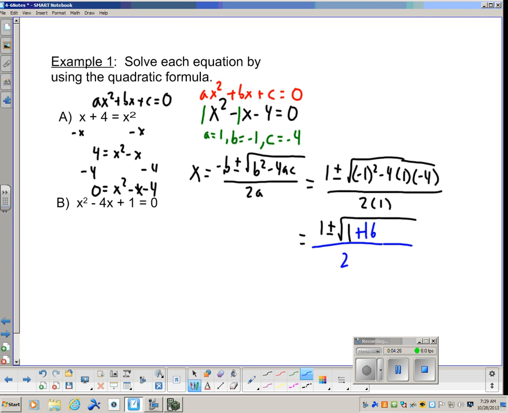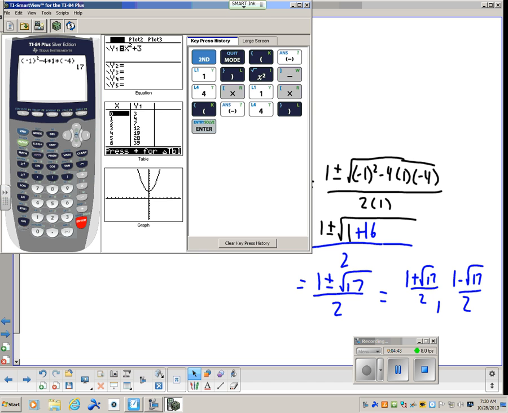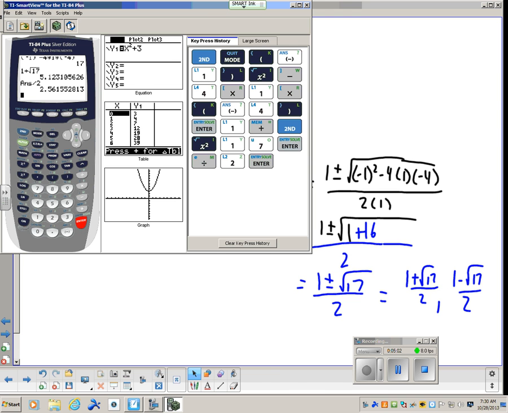So inside here, this is 1 plus or minus the square root of 17 all over 2. So if you want your decimals, you could pull that apart and you could go 1 plus the square root of 17 divided by 2 and 1 minus the square root of 17 divided by 2. Because of that plus or minus there, we need to find both. So let's find the two decimal answers. Let's go 1 plus the square root of 17 and then hit equals, divided by 2, equals, and there it is, 2.56. I'm going to go out to the nearest hundredth.